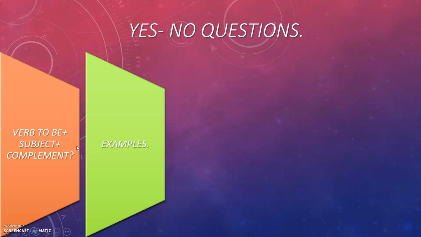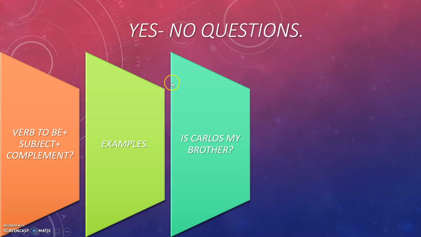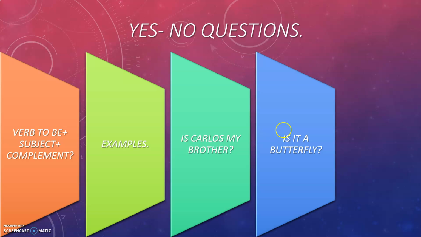Now let's look at some examples in order to have this clear. For example, is Carlos my brother? In this case, the verb to be is "is," right? The subject or the pronoun is Carlos, and the complement is, in this case, my brother. Now, what about this? Is it a butterfly? Is is the verb to be. It, in this case, is the subject, the pronoun, and the complement would be a butterfly.